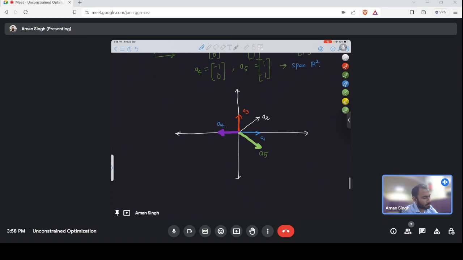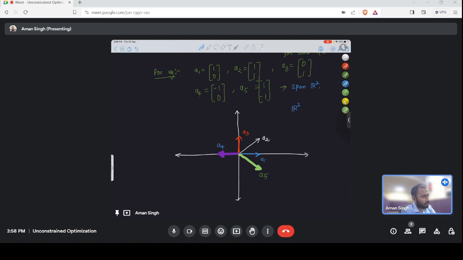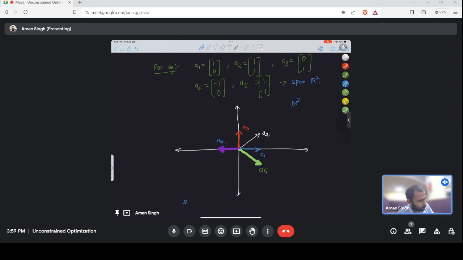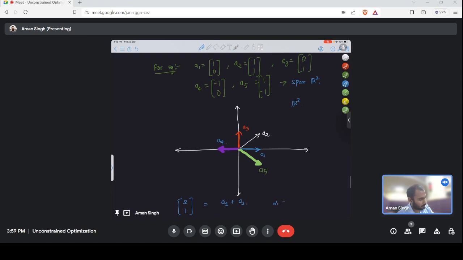Turns out any vector in R squared, you can write as a combination of these vectors. For example, let's try to write (2, 1). So it turns out you can write it as A1 plus A2, where alpha 1 is 1, alpha 2 is 1, and alpha 3, alpha 4, and alpha 5 are 0.